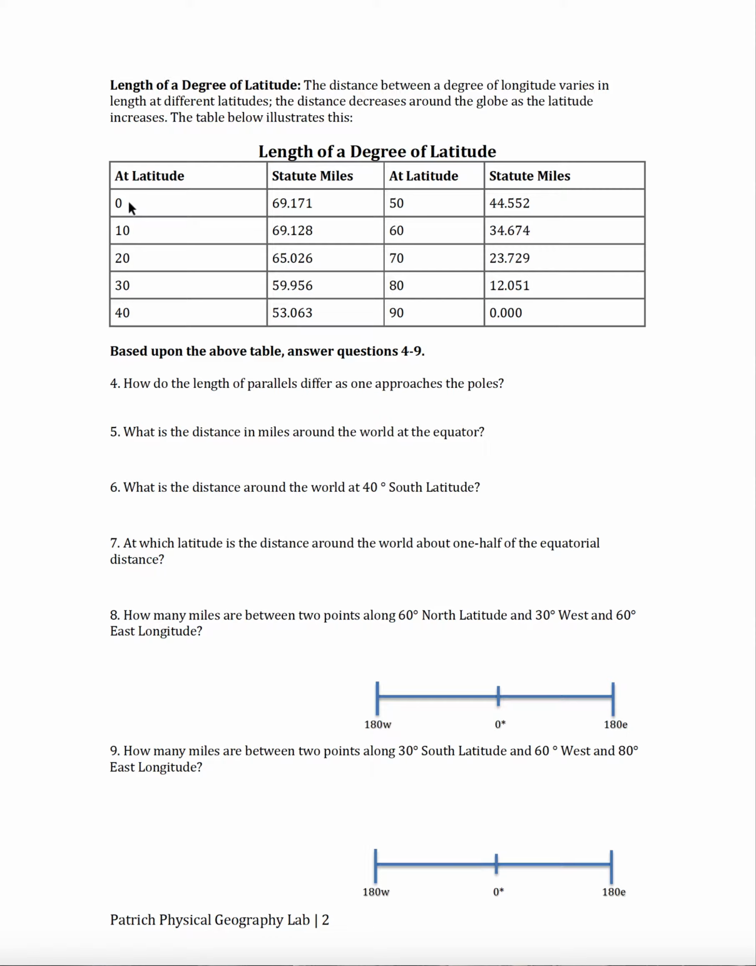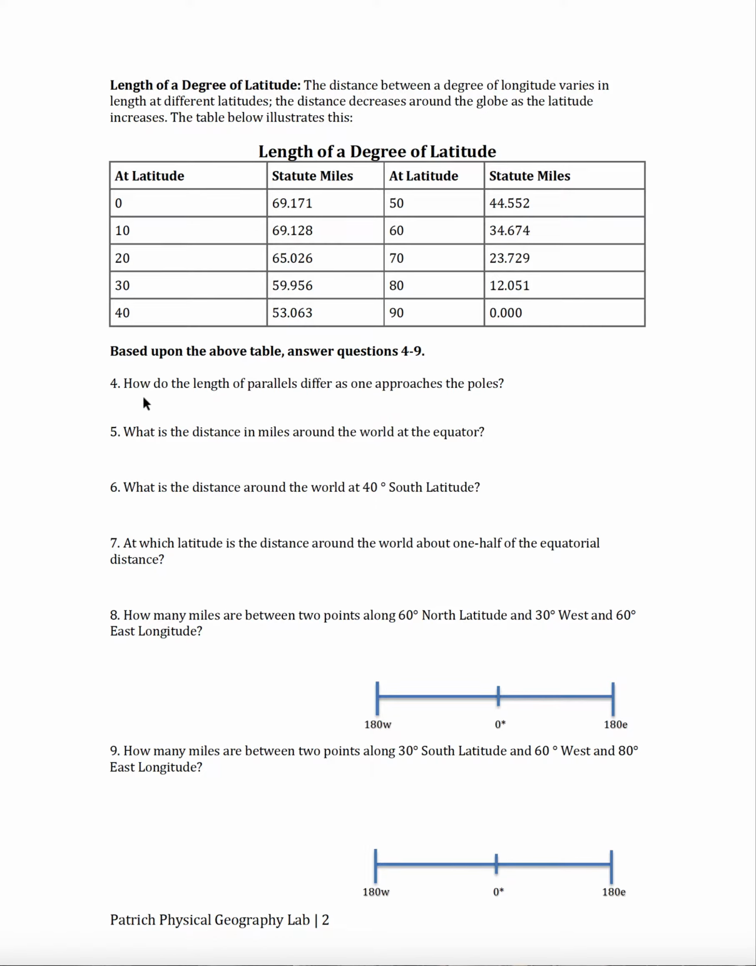Along the equator at 0 degrees, every degree that you travel east or west along the equator is 69.171 miles. Well, if you move 10 degrees north and travel east or west around the globe, it's now 69.128 miles, and so on and so forth. So we live about 34 degrees north here in Los Angeles. So we're looking at 59.956 miles per degree when traveling east or west. Notice that's a 10 mile per degree difference from someone at the equator.